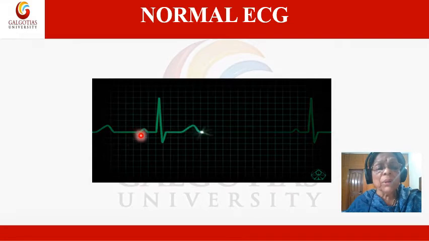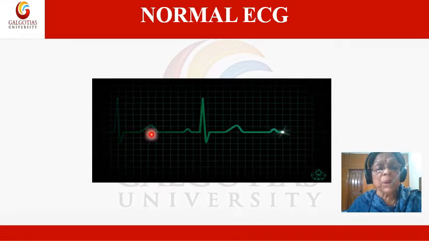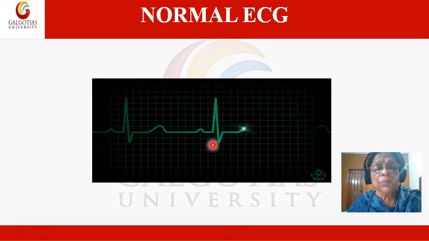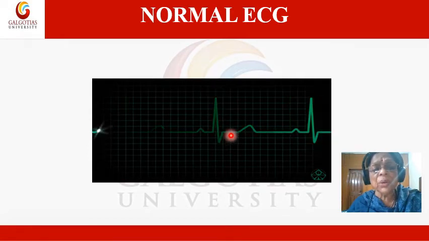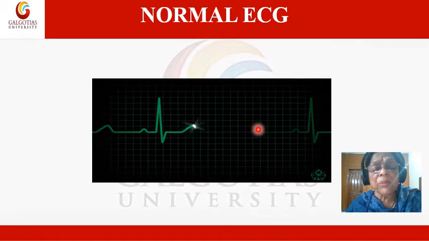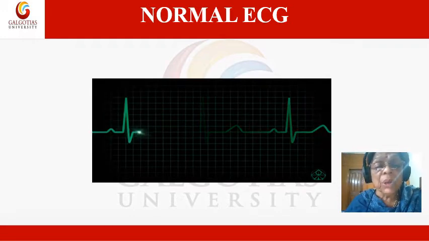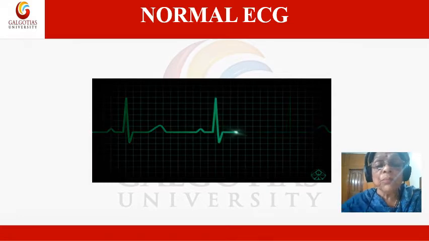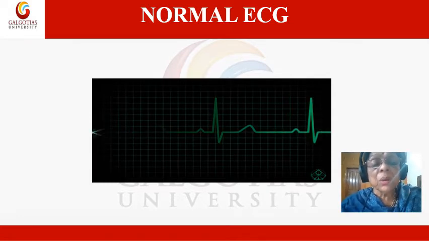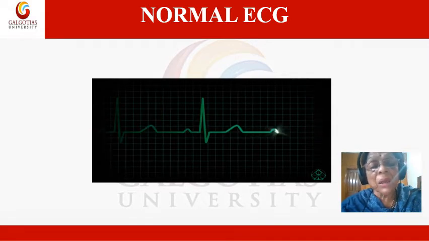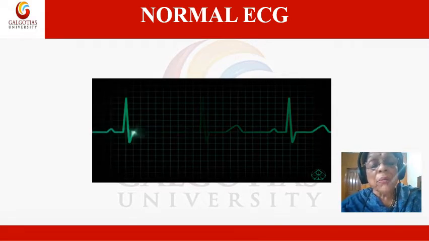P wave denotes atrial depolarization. QRS complex shows the ventricular depolarization, and this is the T wave which shows the ventricular repolarization wave.